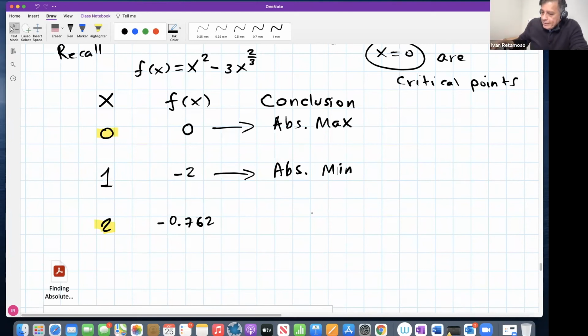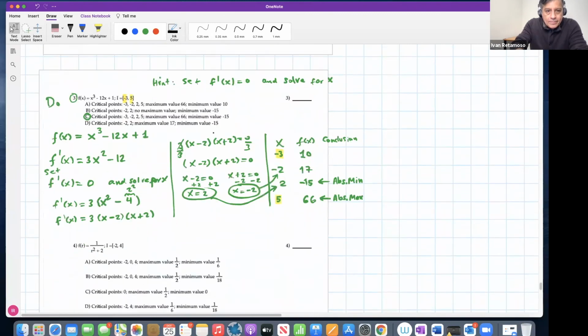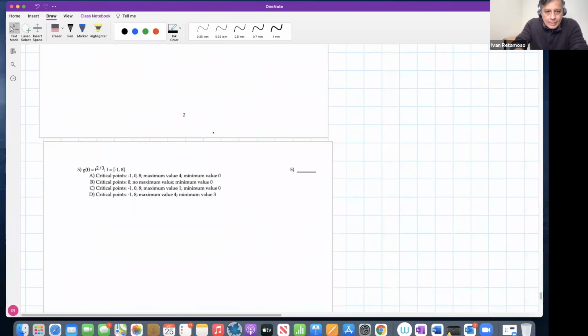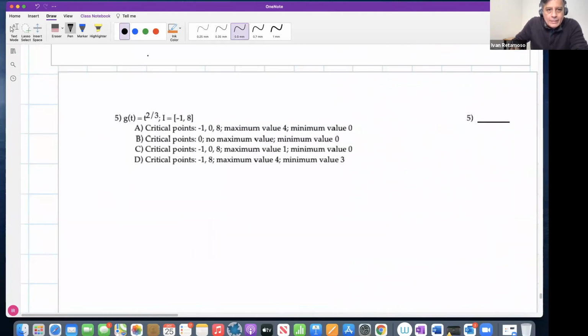Excellent. So now I want you to try this one. Give it a shot here. I have a couple here. Let's start with this, with the exponent. Let's just demystify it. Can you try this? G of t is this function, t raised to 2/3. And they say, find the absolute maximum and the absolute minimum over this interval, -1, 8, right?